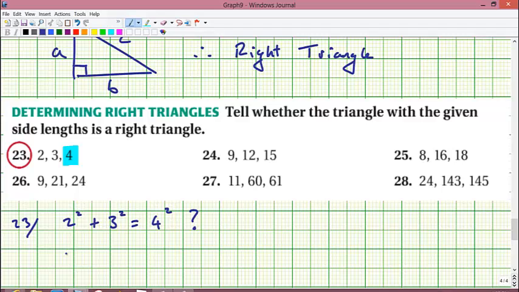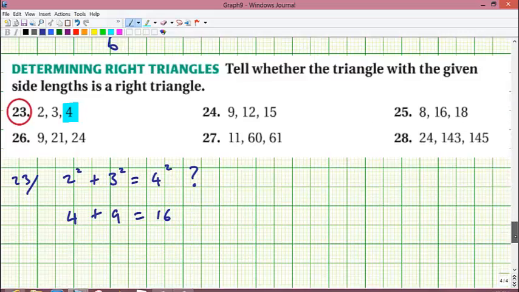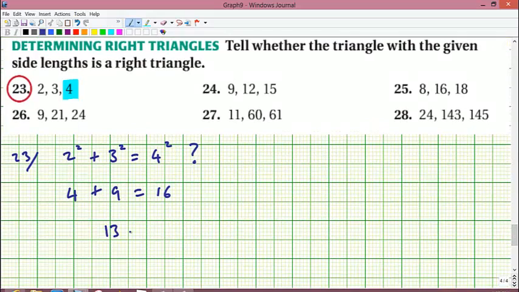And let's answer that. 2 squared is 4, plus 9 equals 16, and that is clearly not true. 13 does not equal 16. So, for question 23, this is not a right triangle. Okay? So, complete the rest of these problems, and we'll come back and do some of the problem-solving questions in a few minutes.